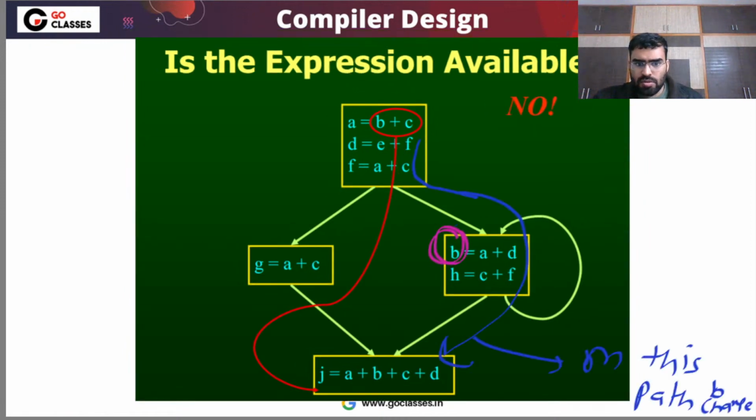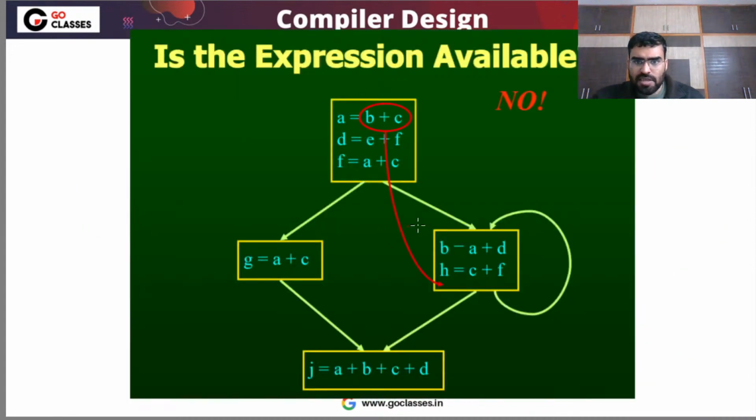So this point you have to understand, that this is not available because on some path it is changing. If it is changing on some path, then it is not available. So let's see another example. Tell me, is this yes or no? This is simply no, because here b is changing. You can notice b is changing.